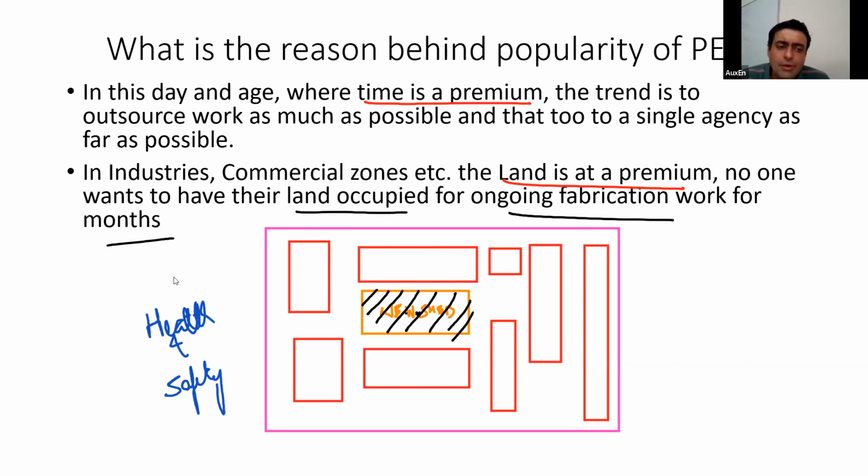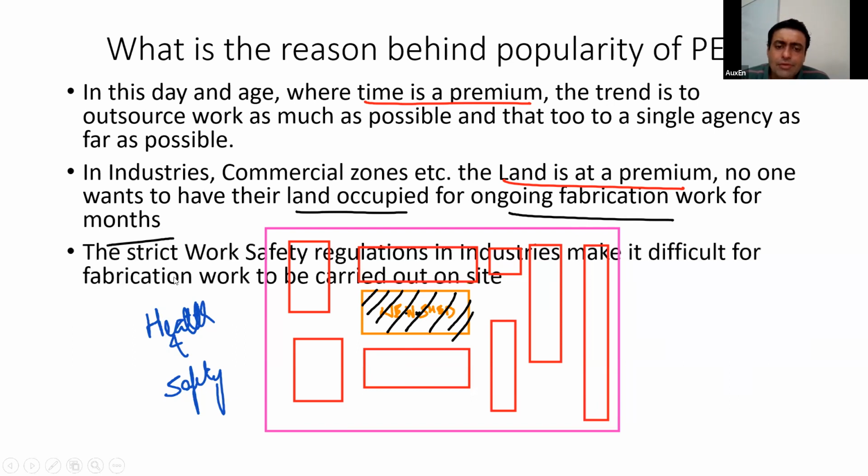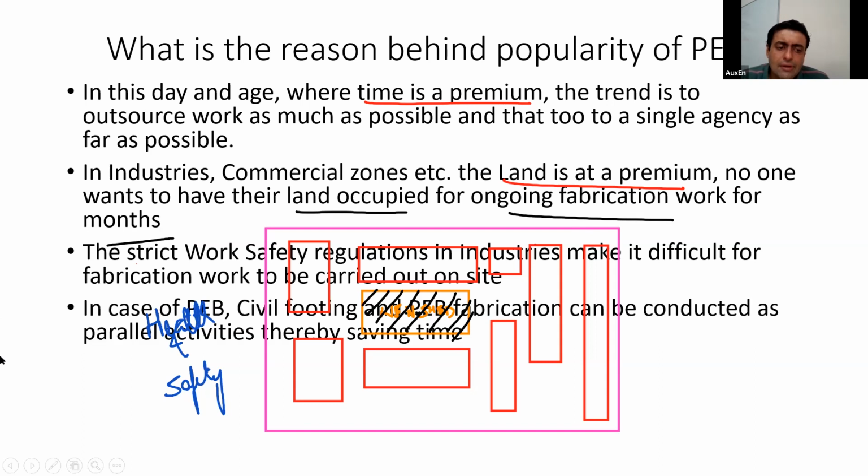So therefore, people do not prefer this type of work to go on in their plants. As I said, the strict work safety regulations make it difficult for the fabrication work to be carried on site. That is very difficult. Then in case of PEB, I know you might not be able to read this, but I'll just read this point and try to explain one thing.